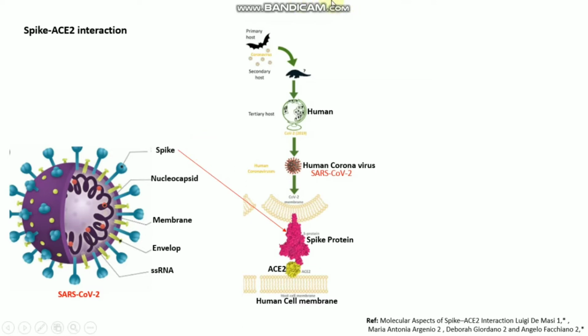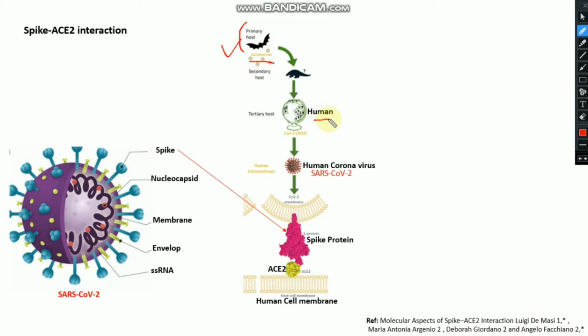So here you see the schematic diagram of this interaction. Here is a little bit about this virus. At the first outbreak, the virus replicated in the primary host, which was the bat, and afterwards it replicated in another secondary host, and thereafter the tertiary host is the human.